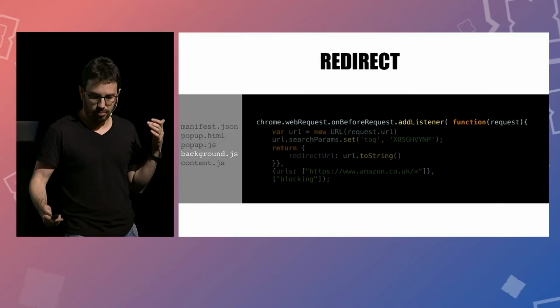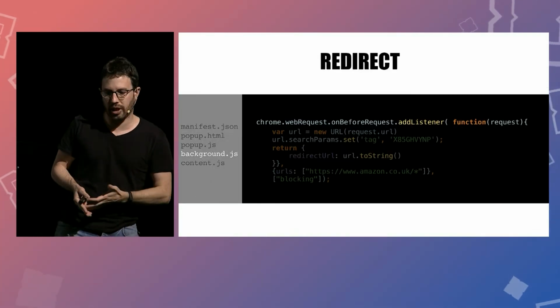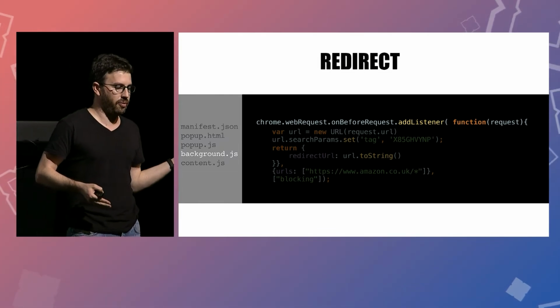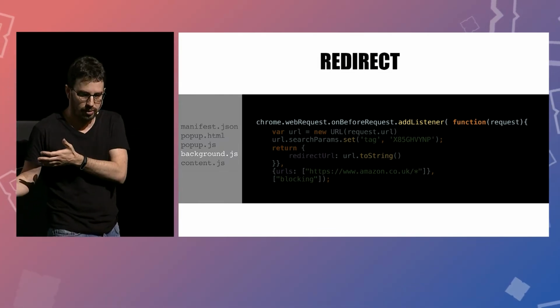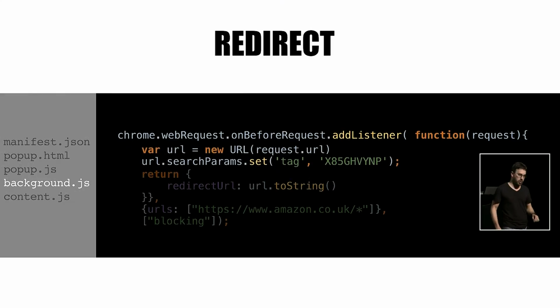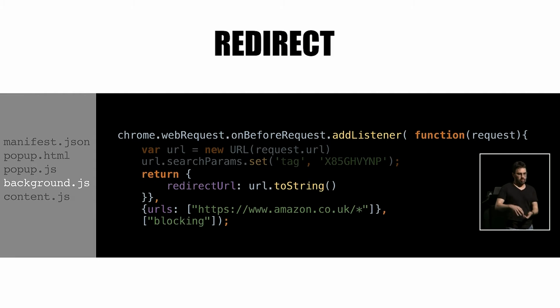The thing that we're doing here, we use the onBeforeRequest event. We take the URL, we add the tag, and we redirect the user to the new site with the tag and our unique identifier. And it only works on Amazon now. Of course, I can extend this extension to also work with AliExpress, eBay. Most of the sites have this affiliate program.